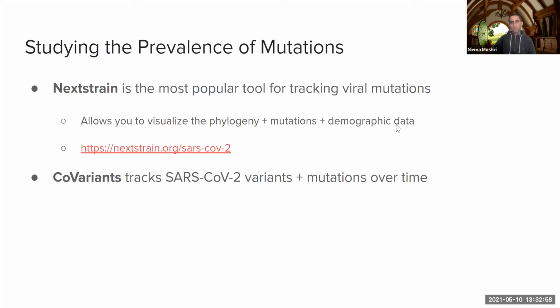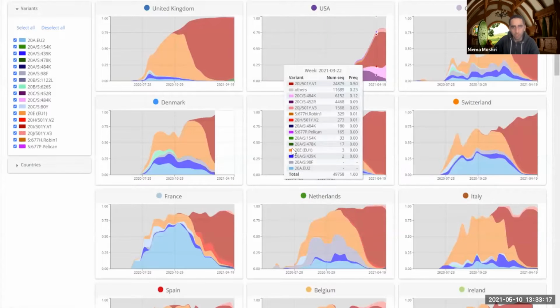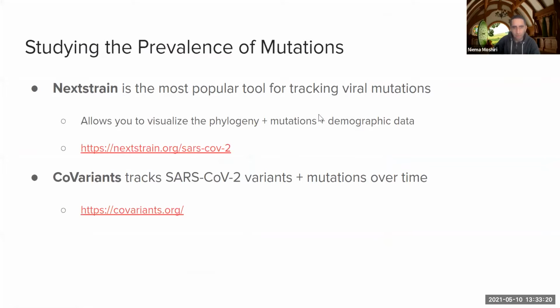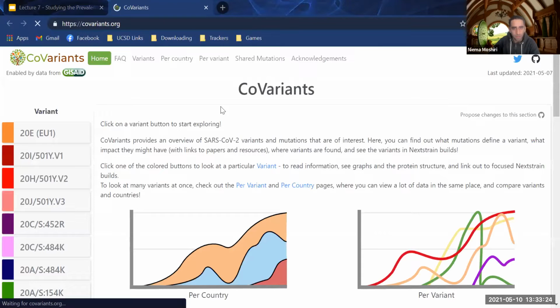So another tool, so NextStrain is kind of the most popular one that people use, but there's another helpful tool called Covariance that I think is built largely by the same team. But basically, it specifically is meant to help you track the COVID-19 variants and mutations over time. So for this one, just for the sake of time, I'll show you a brief screenshot. This is kind of how it looks, but we have plenty of time, so I'm just going to open it up and play around with it.